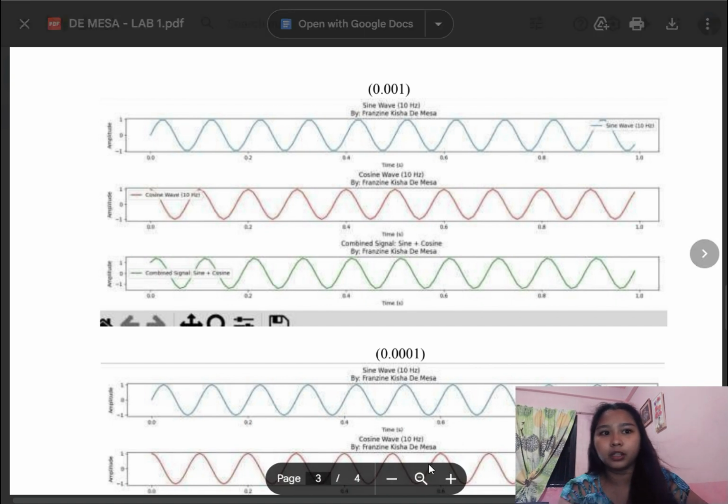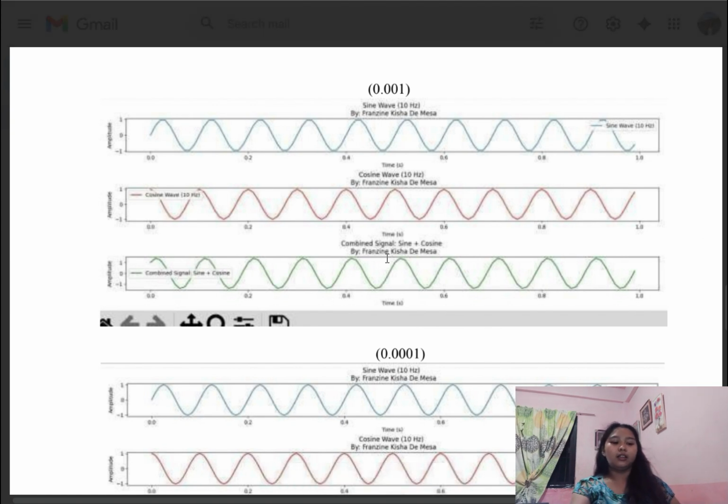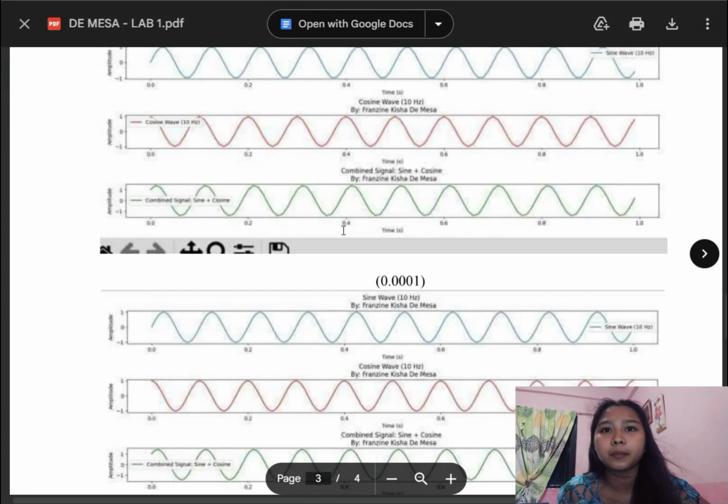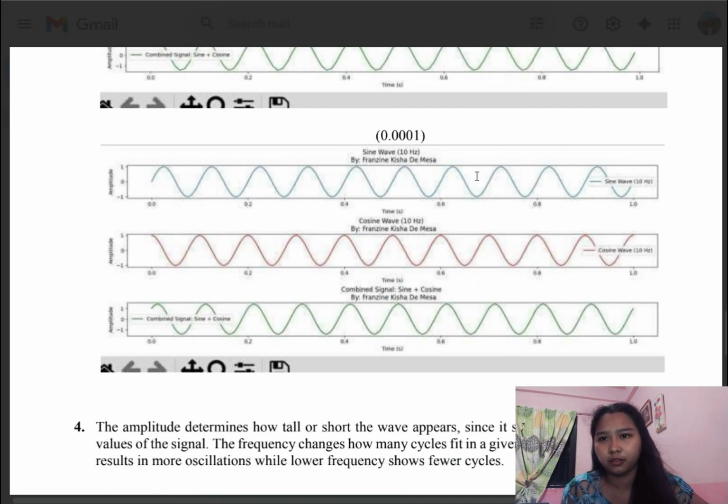Sorry, the photo is kind of blurred because I converted it to PDF. Here's the 0.001 and here's the 0.0001.